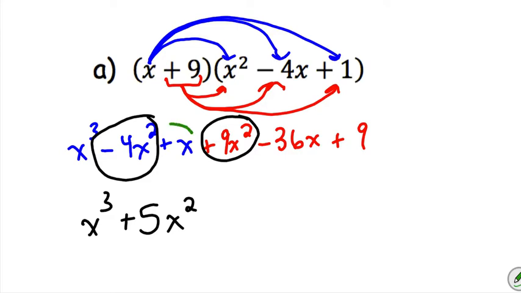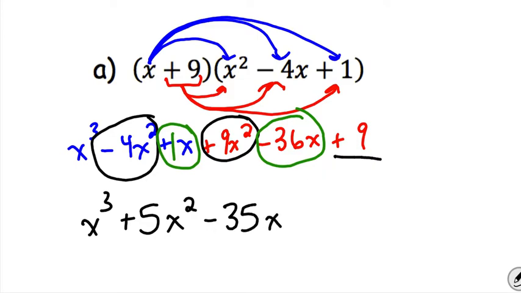Next, go down to your x's. Well, here's an x, and here's an x. Add the numbers out front. Well, this one has a 1, even though it's not visible. There's a 1, so 1 minus 36. Use your calculator. That's a negative 35x.